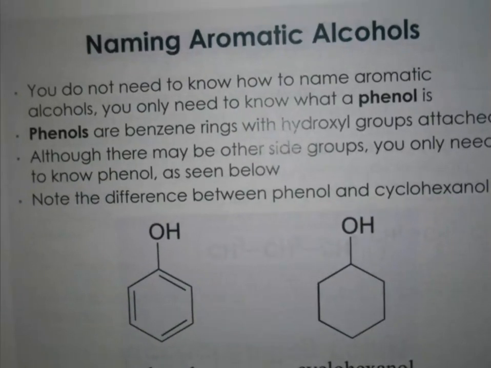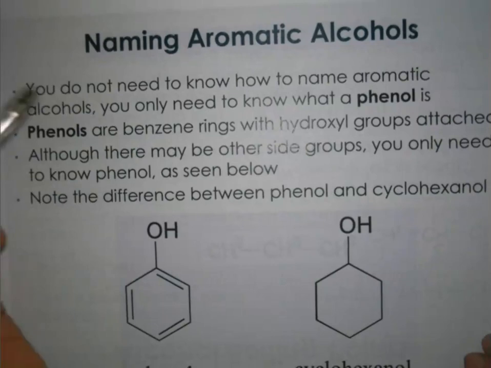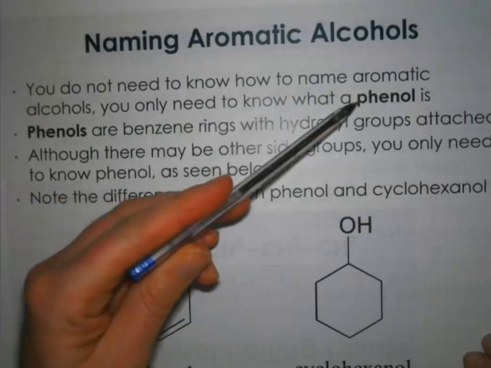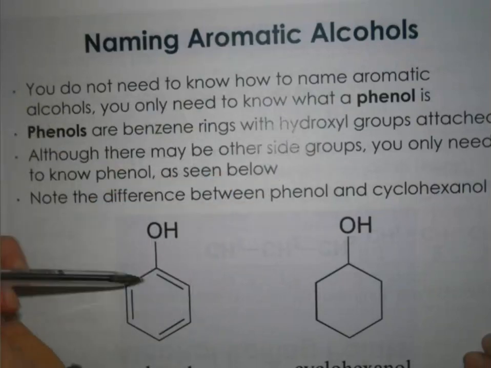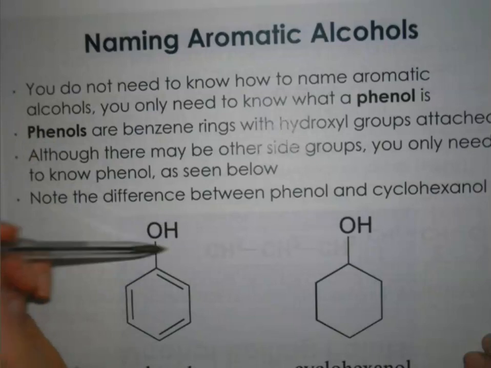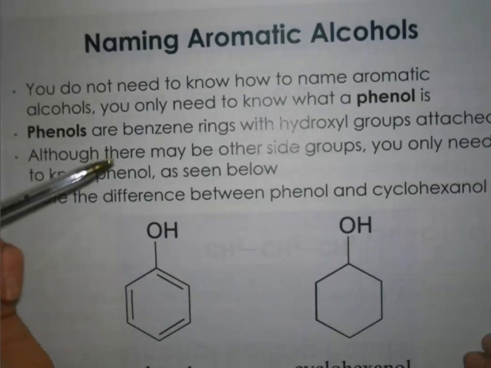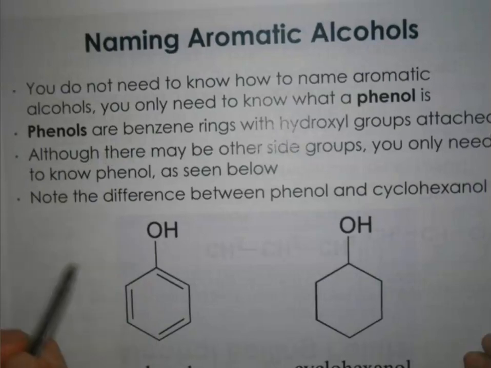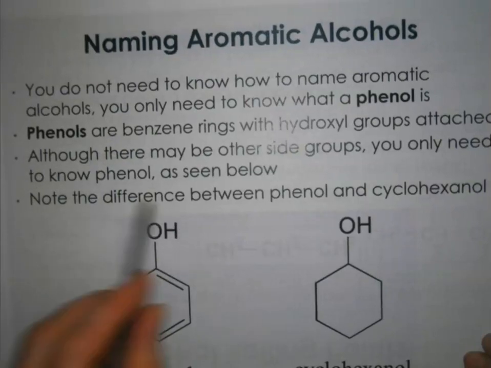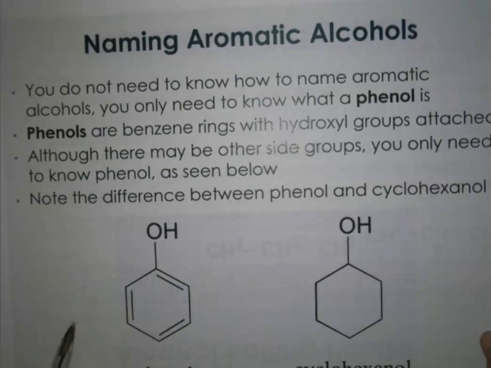Naming aromatic alcohols, you don't need to know a lot about this. Basically, you don't need to know how to name these. The only thing you have to know is what a phenol is. Phenols are just benzene rings that have a hydroxyl group attached. There could be other side groups, but you only need to know phenol. So you just need to recognize that if you see this substance, it's called phenol.